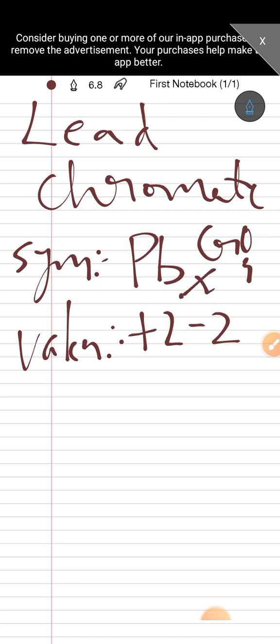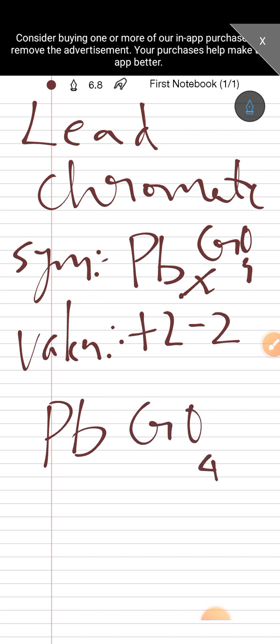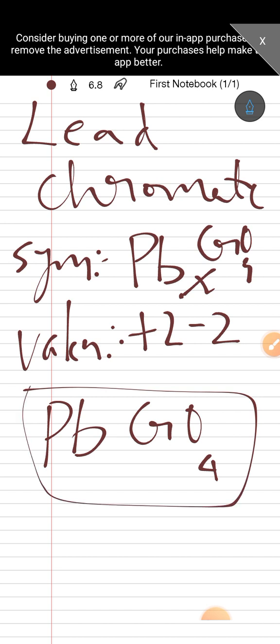And if I crisscross the valencies, then the formula of the compound will be PbCrO4. This is the molecular formula of lead chromate. It's Cr, not G, capital C and small r, and capital P and small b. As you're already aware, whenever writing symbols which have two alphabets, the first alphabet will always be capital and the second alphabet will be a small letter. So now this is going to be the formula of lead chromate.